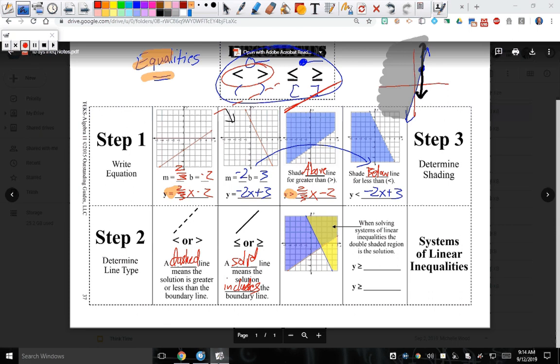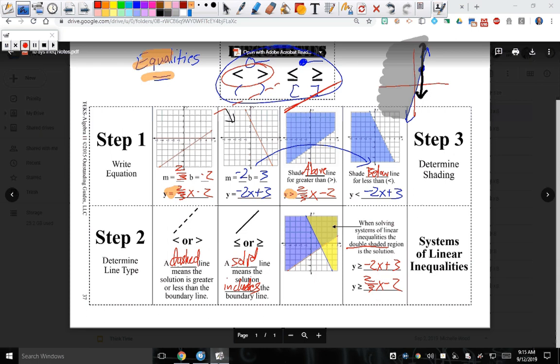So when solving for systems of inequalities, the double shaded area is the solution. You with me? So in this case, we have y is greater than or equal to, what equation would go here? Anyone? -2/3 x plus 3. Right? And then the other one, 2/3 x minus 2. Those two equations.